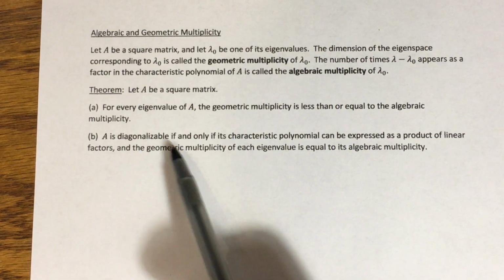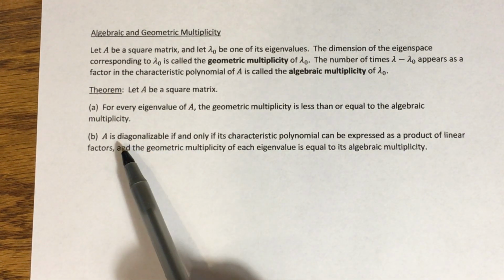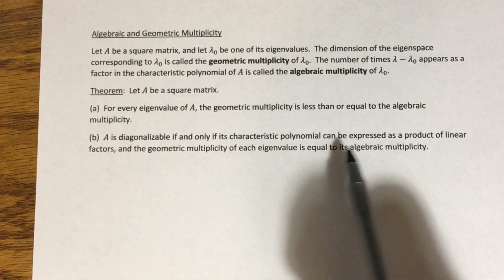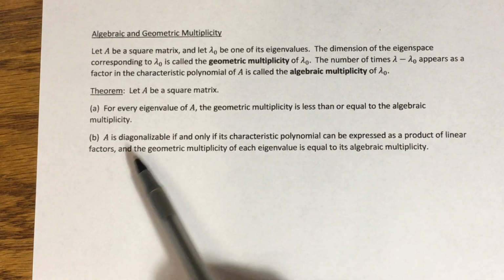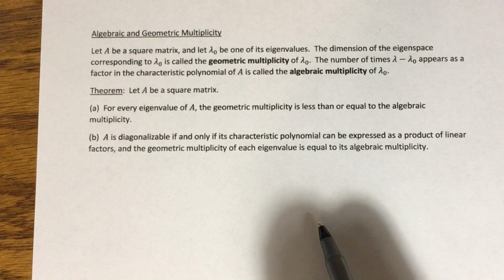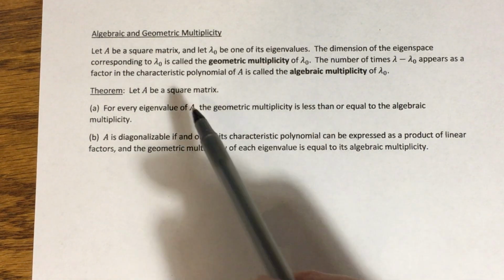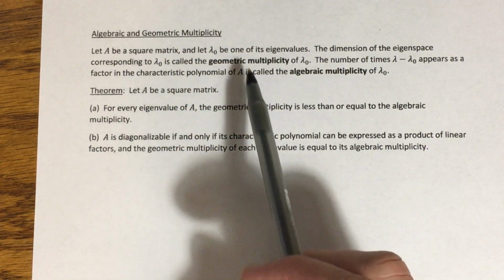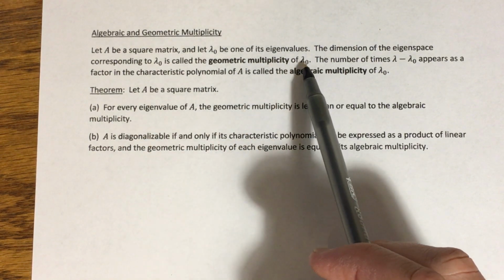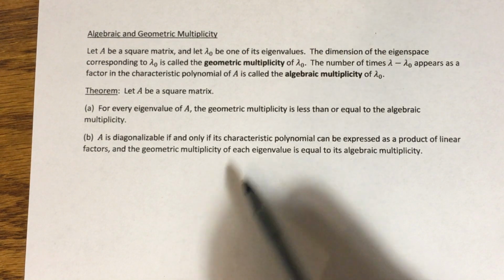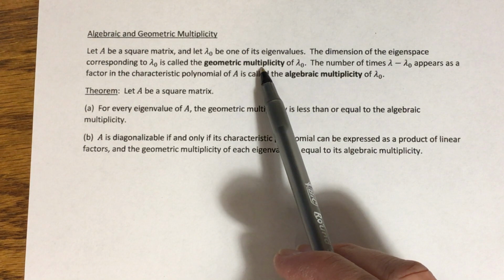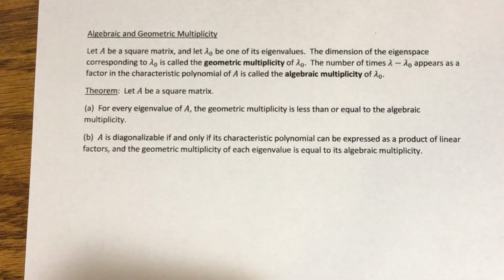Part B is the one that really wraps up the question of diagonalizability. A matrix A is diagonalizable if and only if its characteristic polynomial can be expressed as a product of linear factors and the geometric multiplicity of each eigenvalue is equal to the algebraic multiplicity. So in other words, A is diagonalizable if and only if for every eigenvalue that you have for that matrix, both the algebraic multiplicity and the geometric multiplicity are equal to each other for each one.